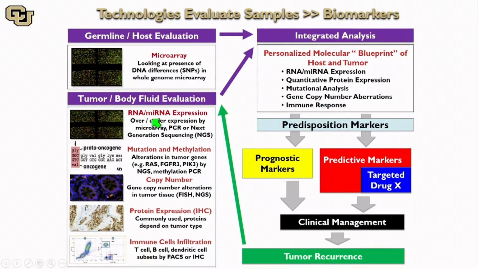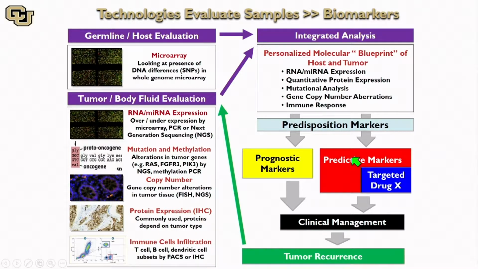And this has been, and you've seen many of these examples throughout the last few days, by various technologies: RNA expression, mutation analysis, copy number, IHC, immunohistochemistry for protein, and then immune checkpoint infiltrates. You just heard from Ashish about some of these markers, and Peter Black as well. So you take all this and then you come together with an integrated analysis that gives you a molecular blueprint between the tumor and the host, giving you a lot of information.